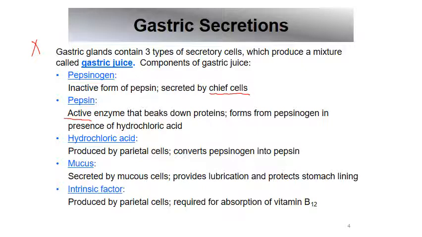And so know that the pepsin then breaks down the proteins. And so it's able to turn from pepsinogen to pepsin in the presence of hydrochloric acid. Know that hydrochloric acid is made by the parietal cells. And so again, this converts the pepsinogen to pepsin. Mucus, there are also these mucus cells in our stomach, as well as in the esophagus. And they're making the mucus that allows for the easier movement of food, but also it's helping to protect the stomach lining. Then the intrinsic factor is also released by the parietal cells. This is for the absorption of vitamin B12.